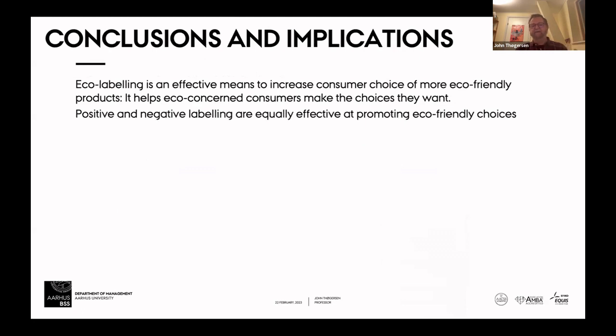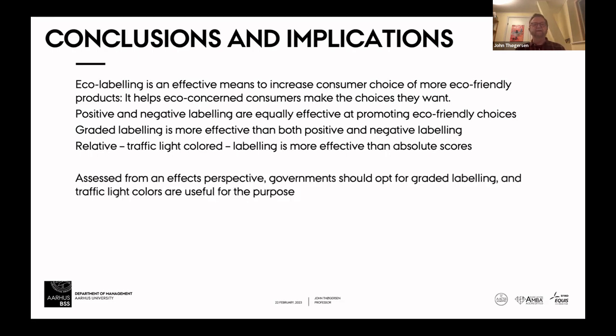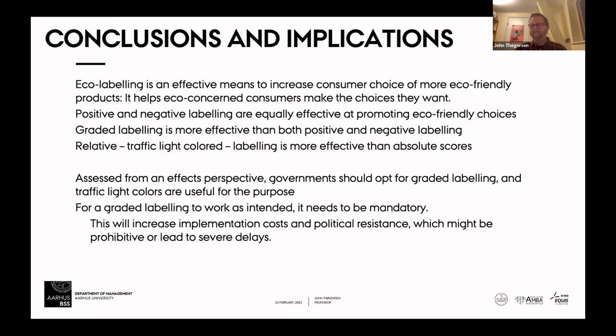We also find that positive and negative labeling are equally effective at promoting eco-friendly choices, but graded labeling is more effective than both positive and negative labeling. And relative, traffic light colored labeling is more effective than absolute scores. So, assessed from an effects perspective, governments should opt for graded labeling, and traffic light colors are useful for the purpose. I have to add, though, that I know from discussions in policy that for graded labeling to work as intended, it needs to be mandatory, and that's a difficult thing to get through.